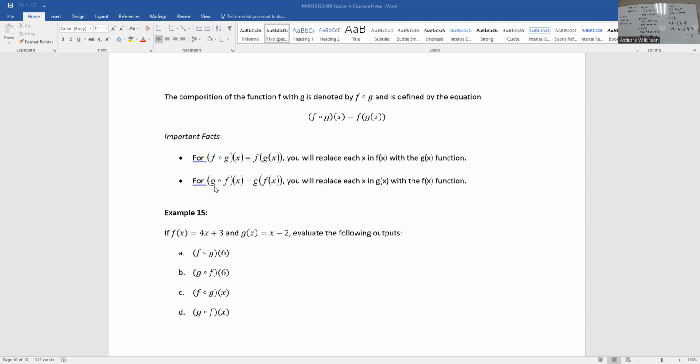And then we can also have something like this, g circle f, the other way around. g circle f of x is going to be g of f of x. Here, the inside function this time will be f of x, and g of x is going to be the outside function. What you'll do there is substitute each x in g of x with the f of x function. So in this case, you have to be given two functions, f of x and g of x, in order for this to happen.